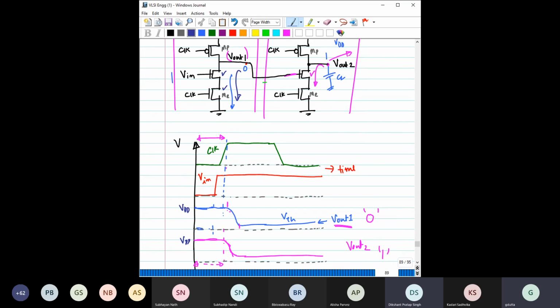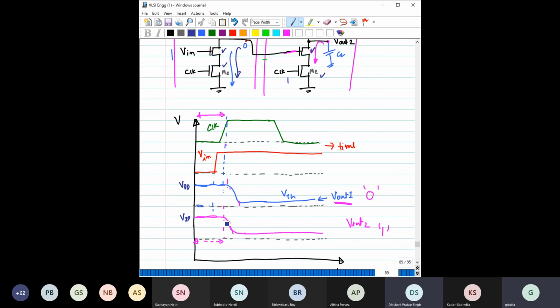Now see what is happening for the next stage, stage 2. When it has entered the evaluation state, what is it seeing? It is seeing that this output is still 1, so this transistor is on. In the evaluation phase, clock is equal to 1, so this transistor is also on. So this capacitor will also start discharging, and you can see output 2 will also start falling.